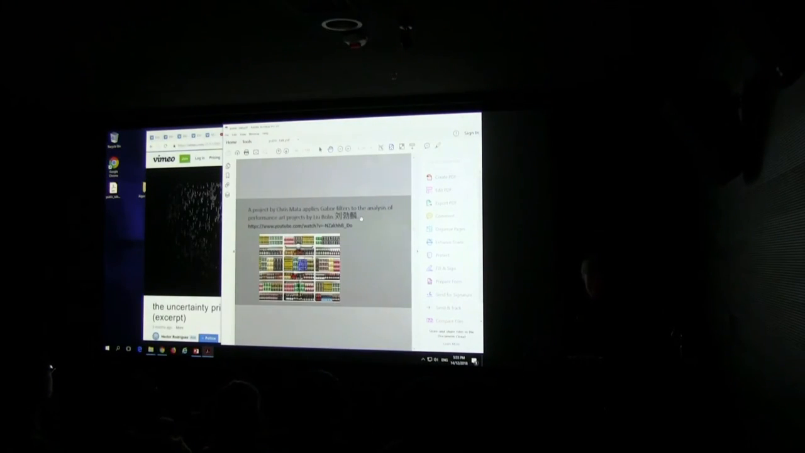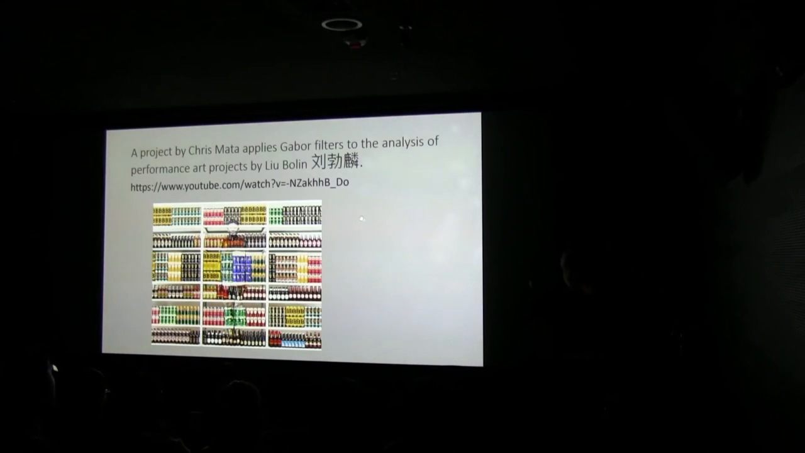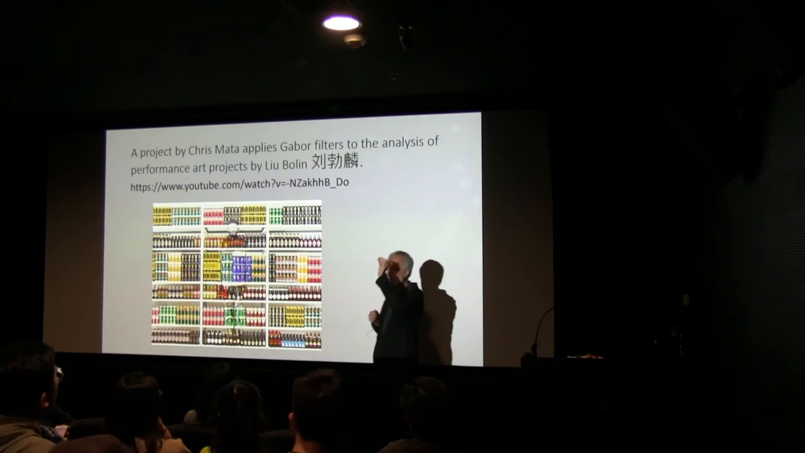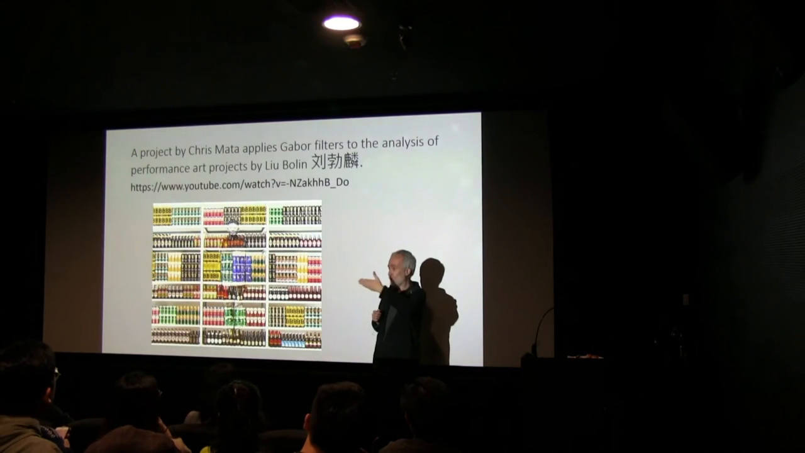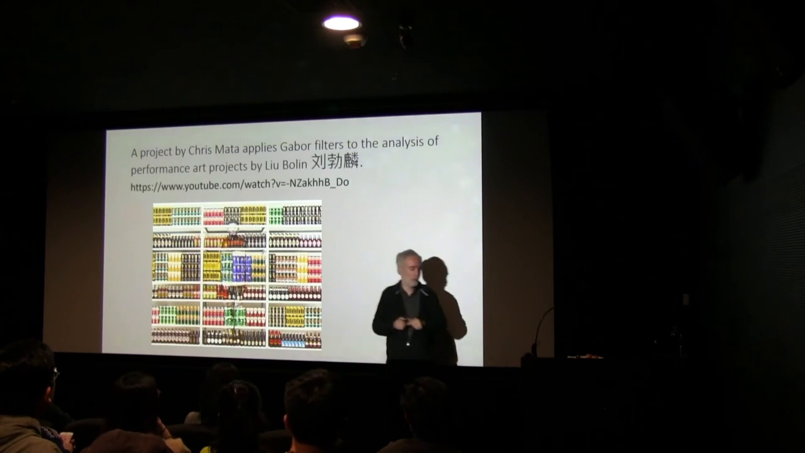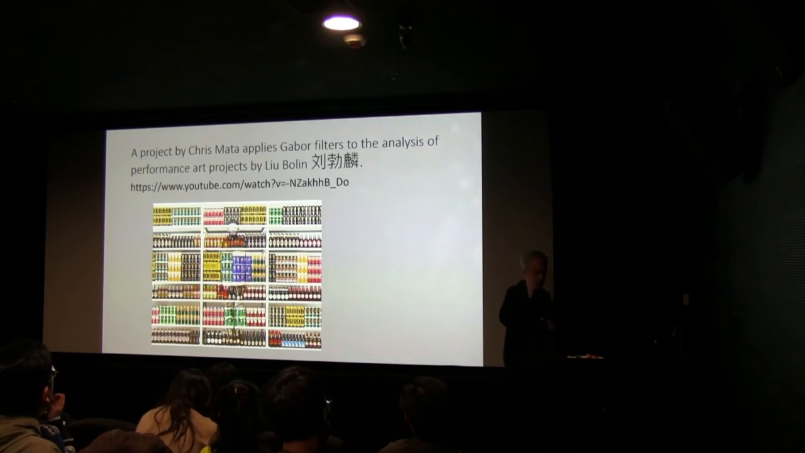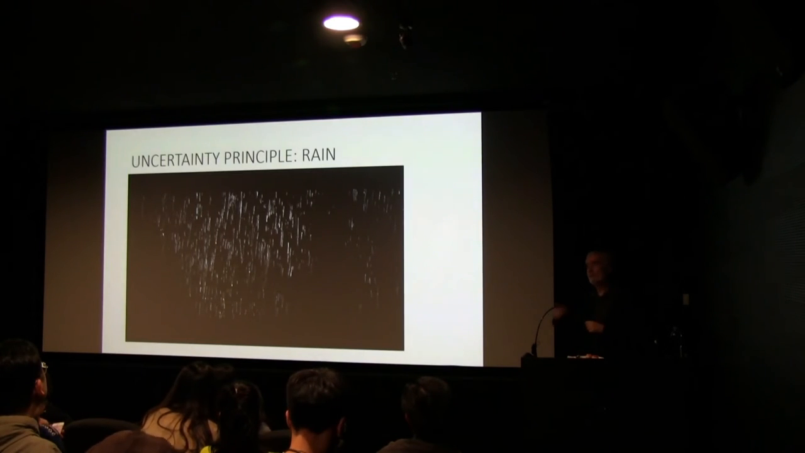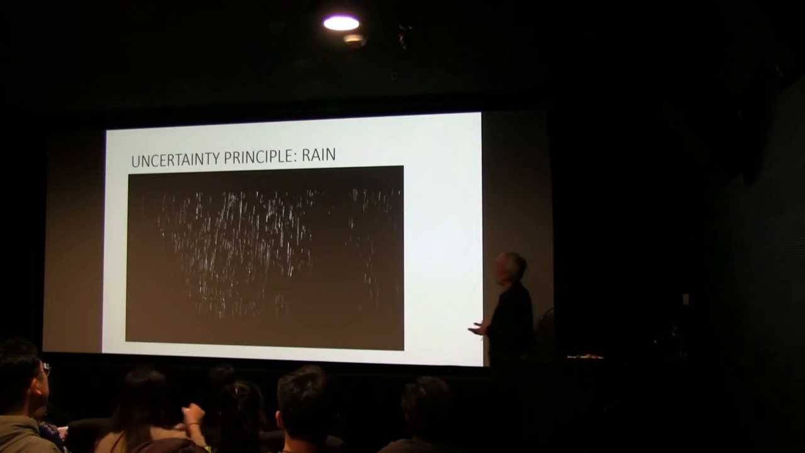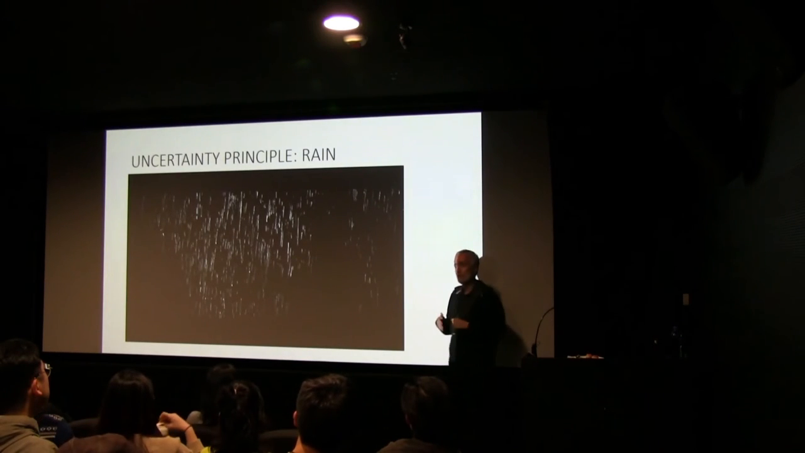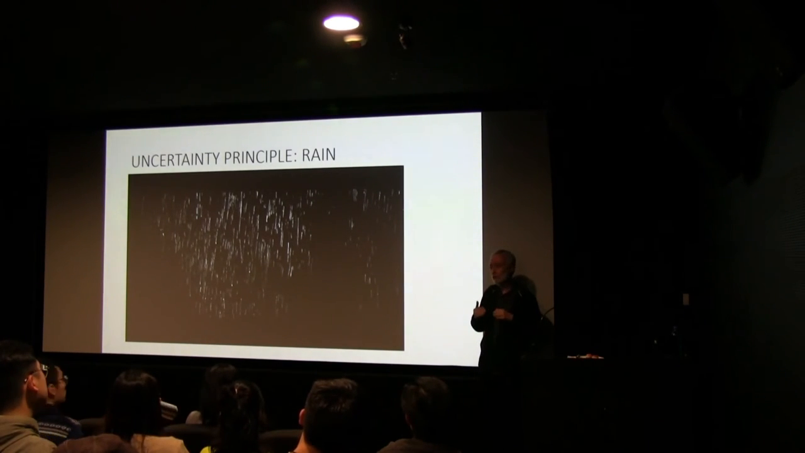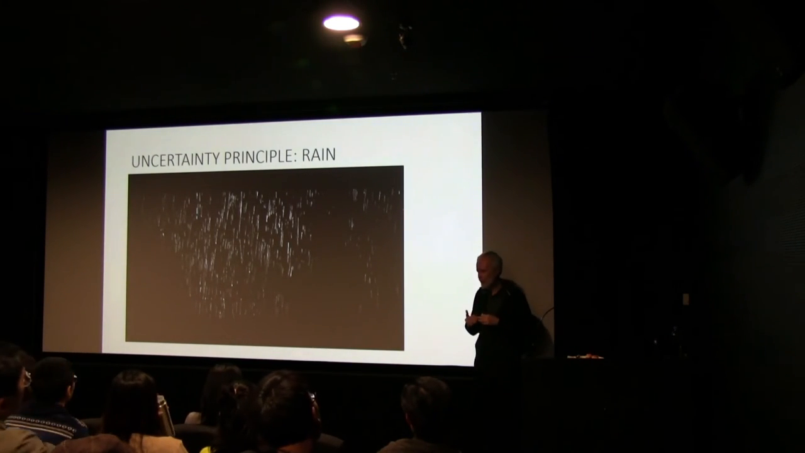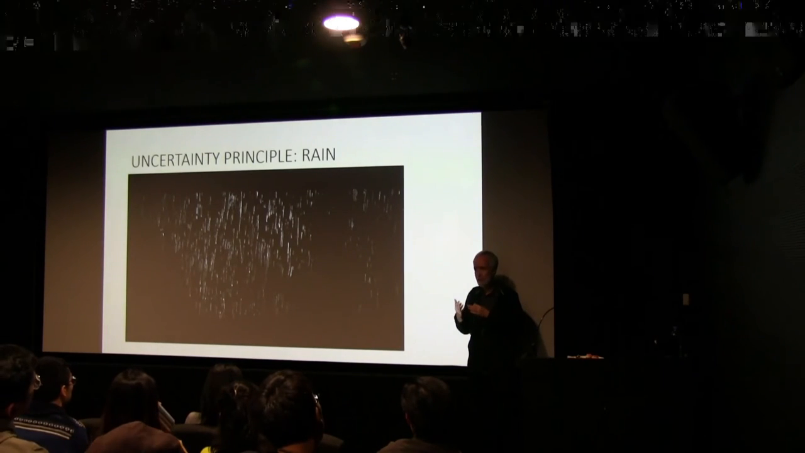So these are Gabor filters, and they are very useful to extract different edges. We chose very thin Gabor filters, which responded to those streaks of rain in the image. So it's called the uncertainty principle rain. By the way, I'm not going to explain this in detail, but the reason why I call this work uncertainty principle is because Gabor filters were designed based on the same idea as the uncertainty principle in quantum mechanics. So there's that idea there.